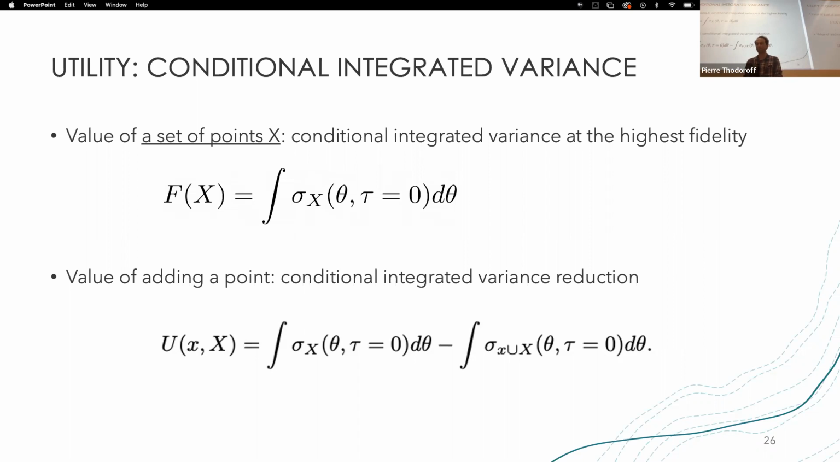The integrals? Yeah, the one with the point, the left one. This integrated variance is going to be smaller, right? Because you added a point. So it should be good.